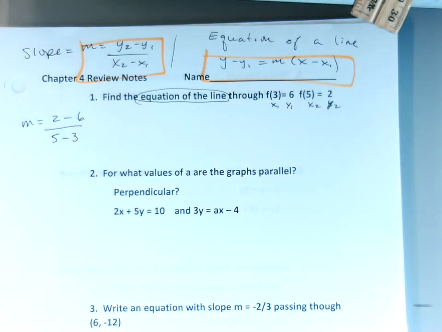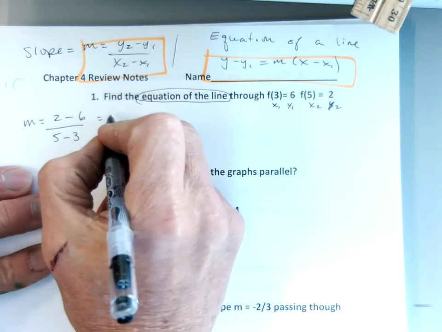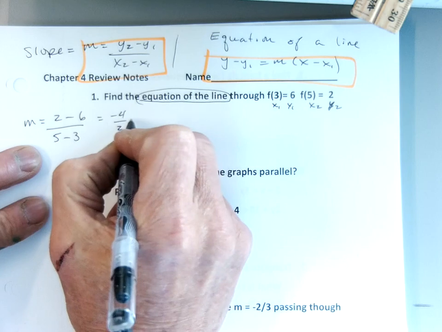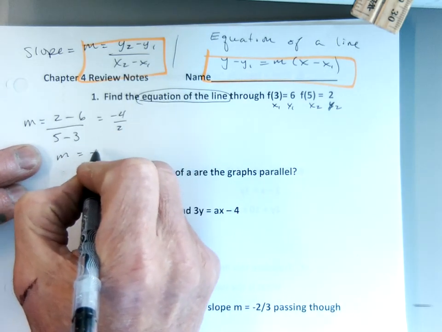So I'm just using the slope formula. You can also get this by graphing the points. It's another way to do it. I'm just going to use the formulas because they always work. Negative 4 over 2. So my slope is negative 2.